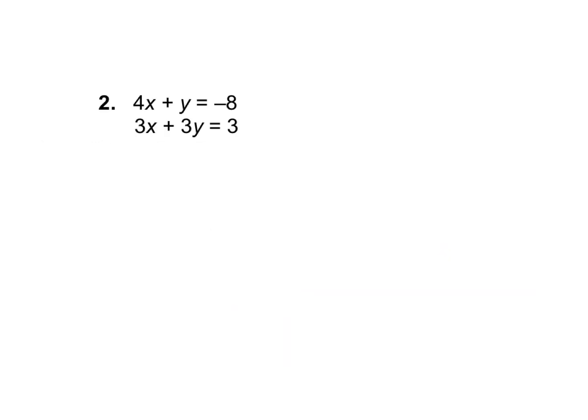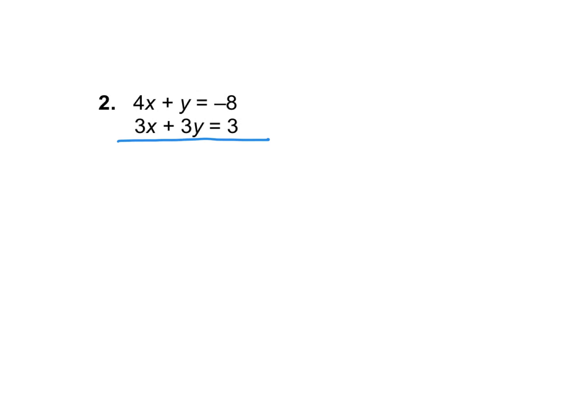All right, question number 2. We have 4x plus y is equal to -8. And then we have 3x plus y is equal to 3. So we're solving this again using elimination. And so we want to eliminate one of the variables. So the first thing I'm going to do is ask myself, could I easily make a 3 a 4, a 4 a 3? No. And so the x's are going to be harder to cancel out.